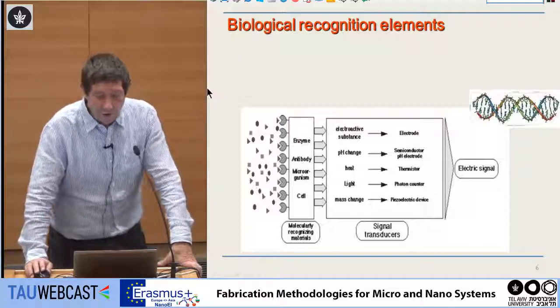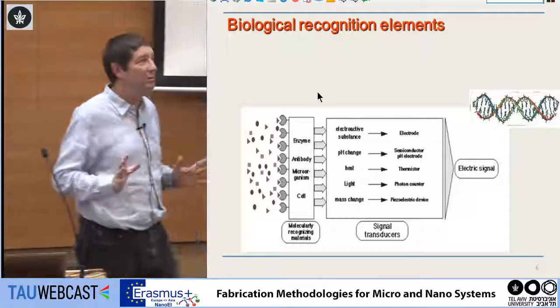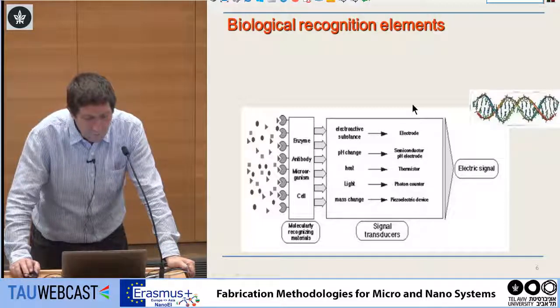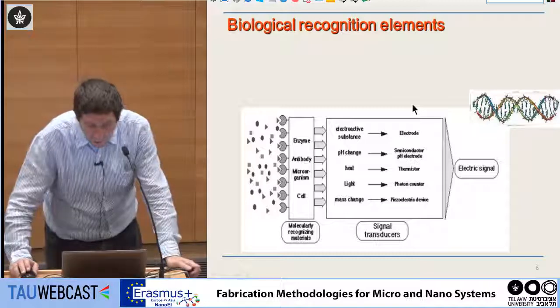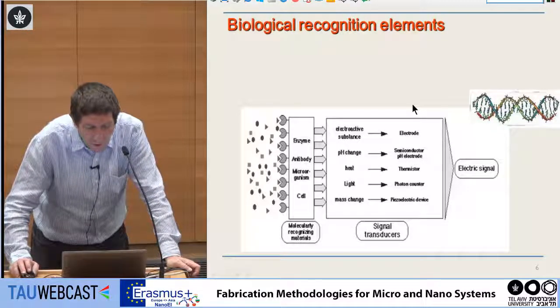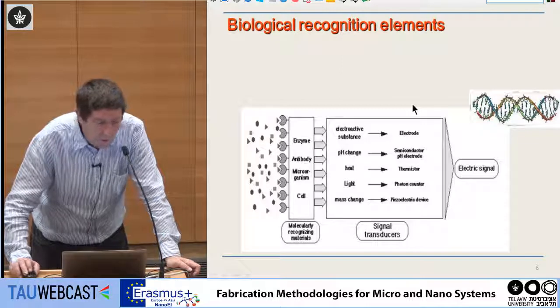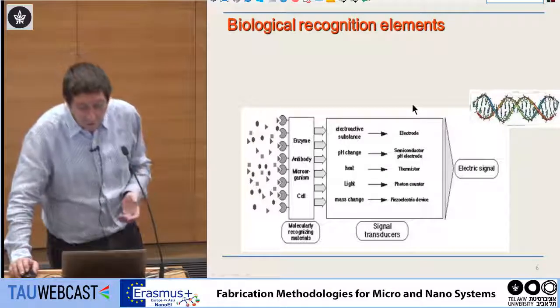Practically, biological recognition elements. As I told you before, the key component of a sensor is the transducer. So what can you detect? You can detect enzymes, antibodies, macrophages, and cells. These are typical biological molecules that are being detected. You can look at the electrodes, semiconductor electrodes. You have the signal transducers. For example, you can make these biological reactions emit light, and you can use a photodetector to detect the light.